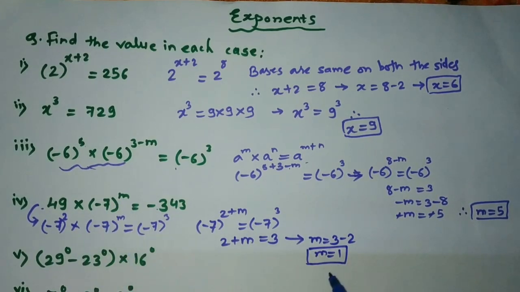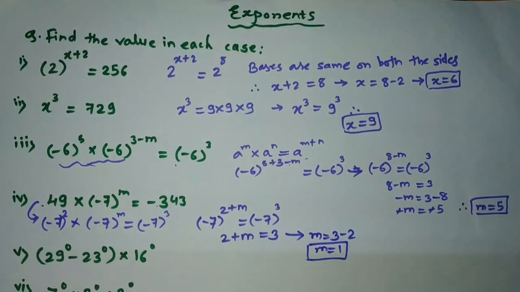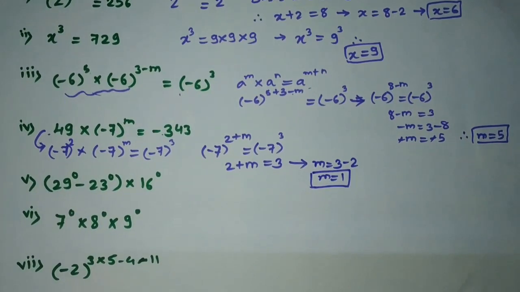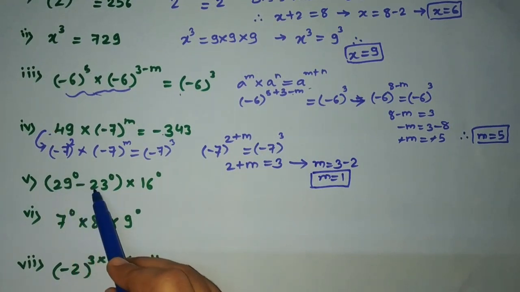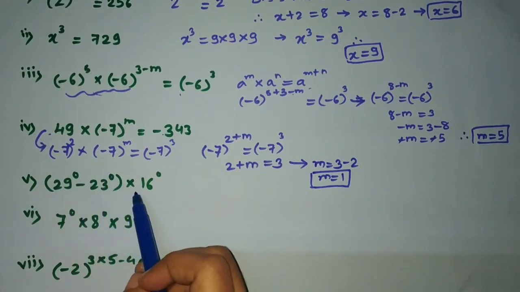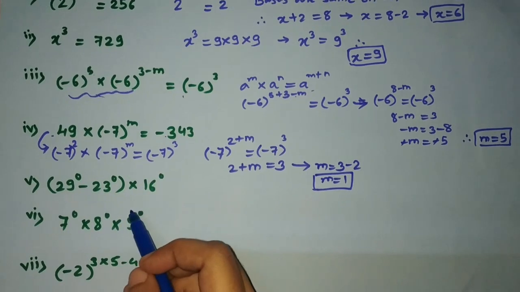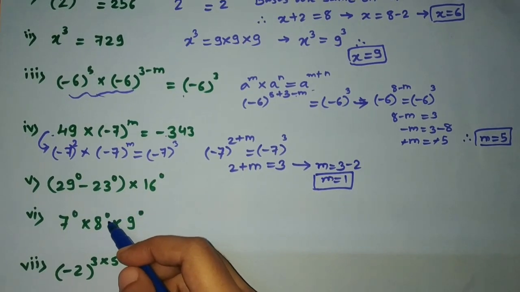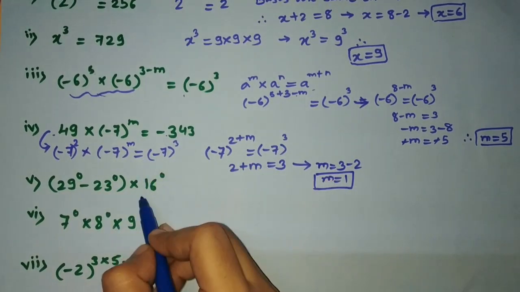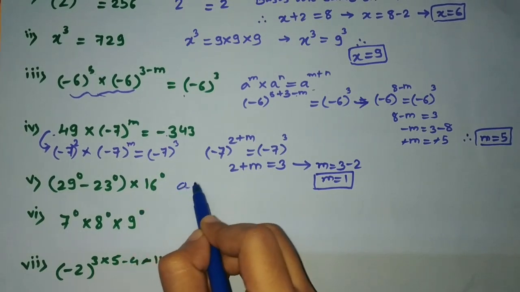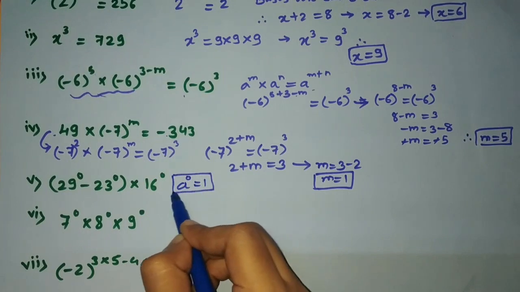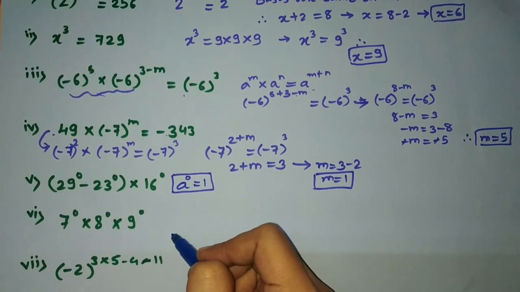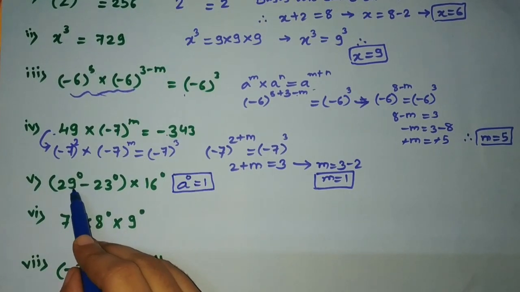So here m's value is 1. Now moving to the next problem, we have 29^0 minus 23^0 into 16^0. We know the zero exponent: any number to the power 0 is nothing but 1. We have already seen this in our last videos. So we'll just equate the values here.